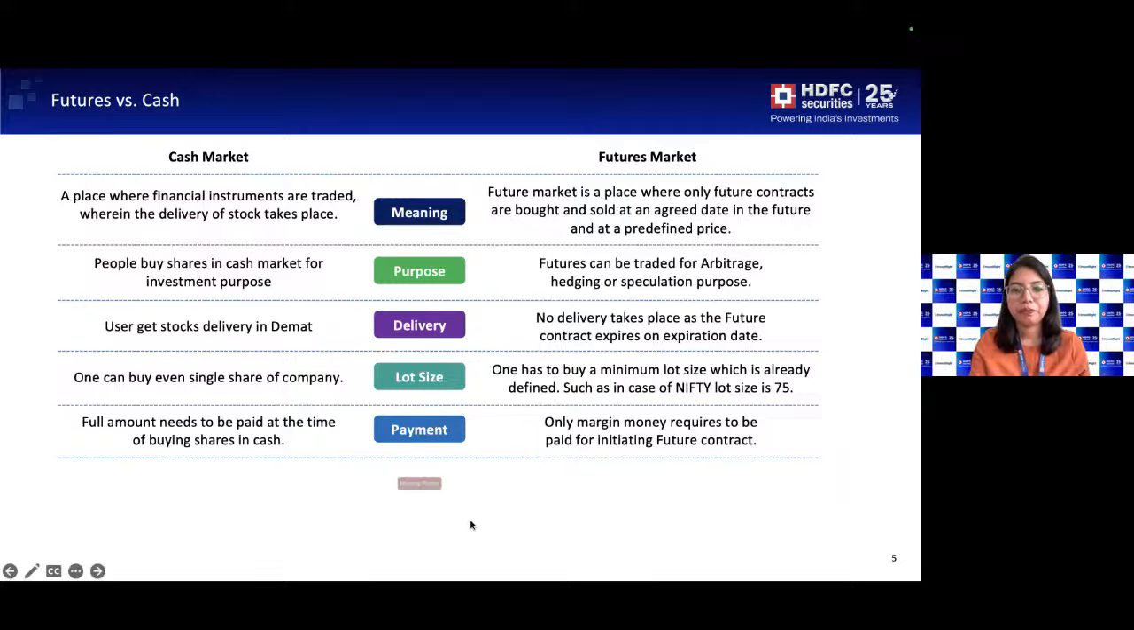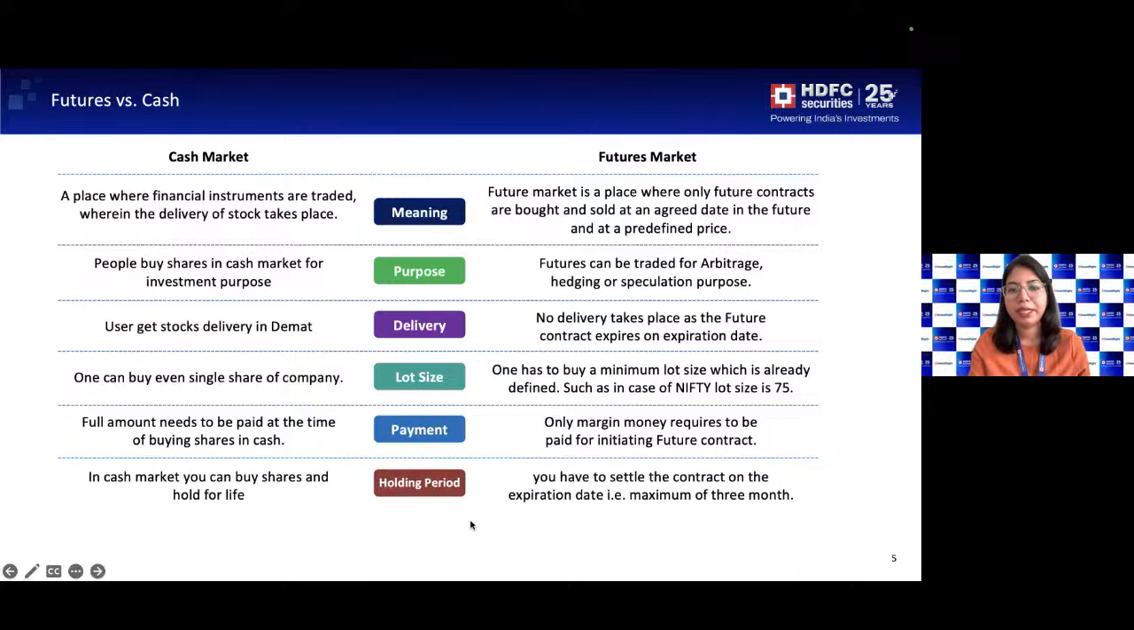Okay, holding period: as we discussed, in the cash market we can hold it for generations. There is no limitation. But in the futures market, we can only hold that particular contract till the expiry.